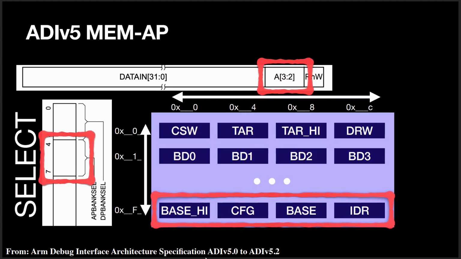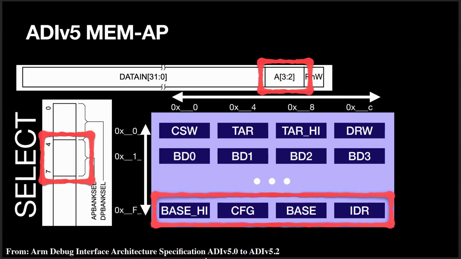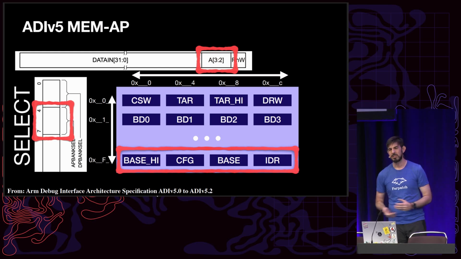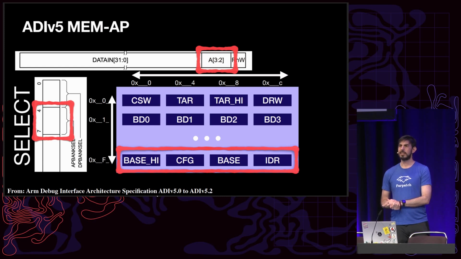So you could see the same CSW, TAR, DRW, just kind of rotate it on its side to make it easier. What this AP bank cell does is it moves the red box up and down. So it selects the bank, which one of these 4 registers we want to access. And then the 2 bits, remember from 5 minutes ago when we were talking about the actual JTAG packet, it came with 2 bits. Those are what select the X column. So an address of 0 would access CSW, an address of 3 would access DRW, or BD3, or IDR. Your choice depending on what the AP bank cell is.